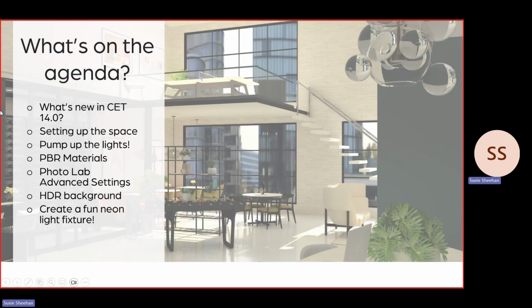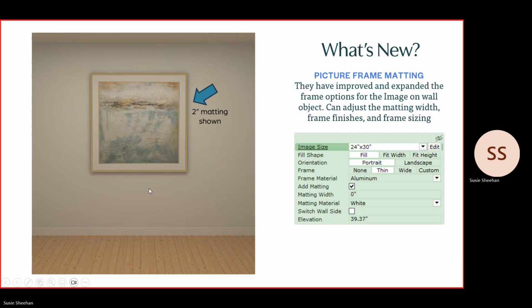So what we're going to talk about is what's new in CET. I just have a couple of little tidbits about what's new. You may have heard it already, but just to drive the point home with things related to photorealistic renders. Also setting up the space, tips and tricks of how to create a space that looks more realistic. We're going to talk about lighting, PBR materials, some advanced photo lab settings, HDR backgrounds like you're seeing outside this window. And then we're going to have a little fun section where we're going to talk about neon light fixtures. So what's new?